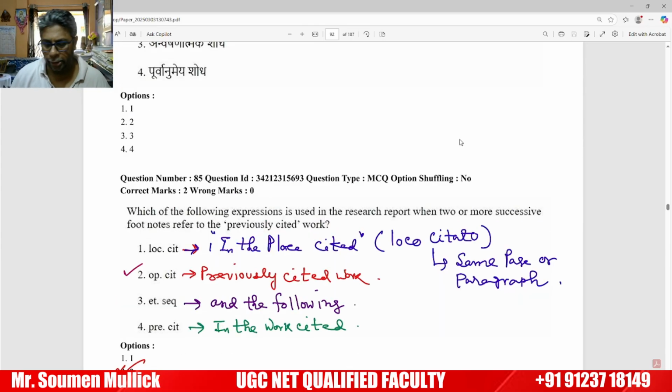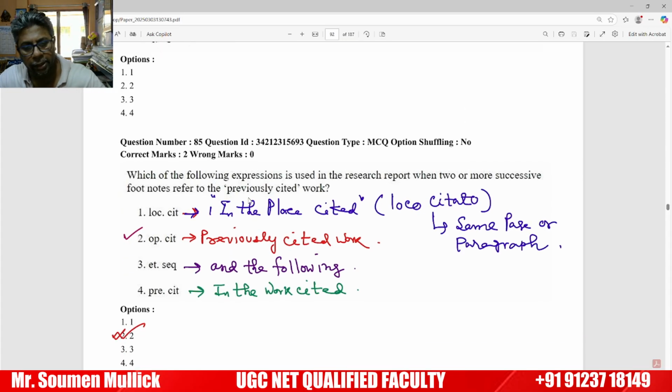Okay, our next question, number 85. This question is based on which of the following expressions is used in a research report when two or more successive footnotes refer to the previously cited work. This question is based on the review of literature. Loc. cit. means in the place cited, the same page or paragraph, that is called loc. cit. Op. cit. means previously cited work. Et seq. means and the following. Ibid. means in the work cited. So the perfect answer for previously cited work is the correct option, op. cit., option number 2.